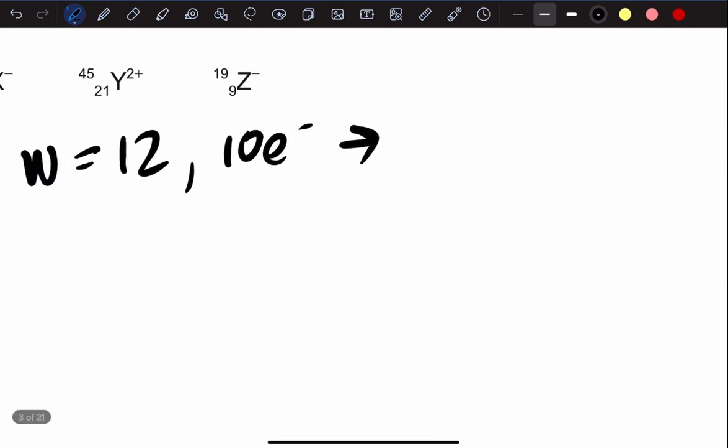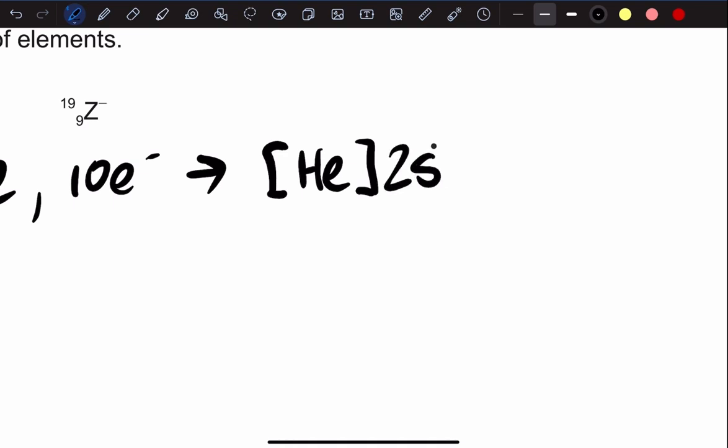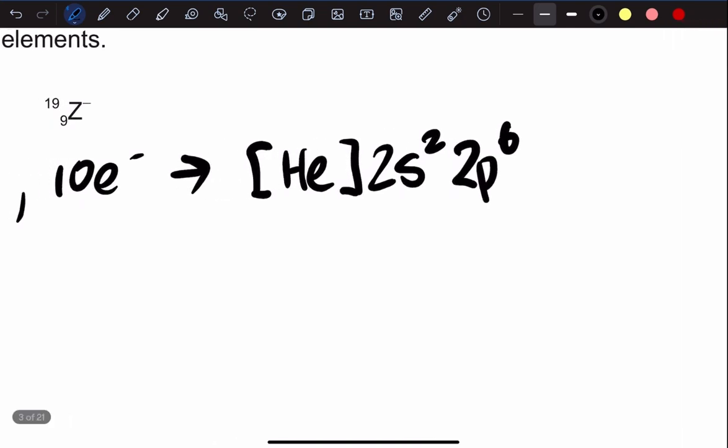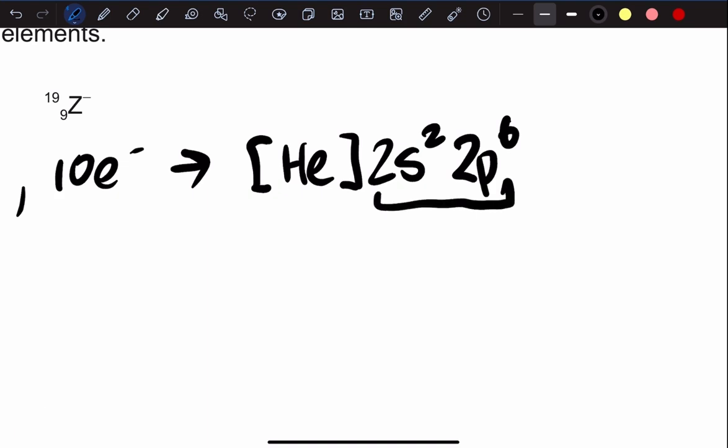Now, 10 electrons, if we configure it, it would look something like helium, 2p6, right? So this is the outer shell. I just wrote it in this notation so you can see that this is the outer shell. And if we count the electrons here, that would be 8 electrons, okay?